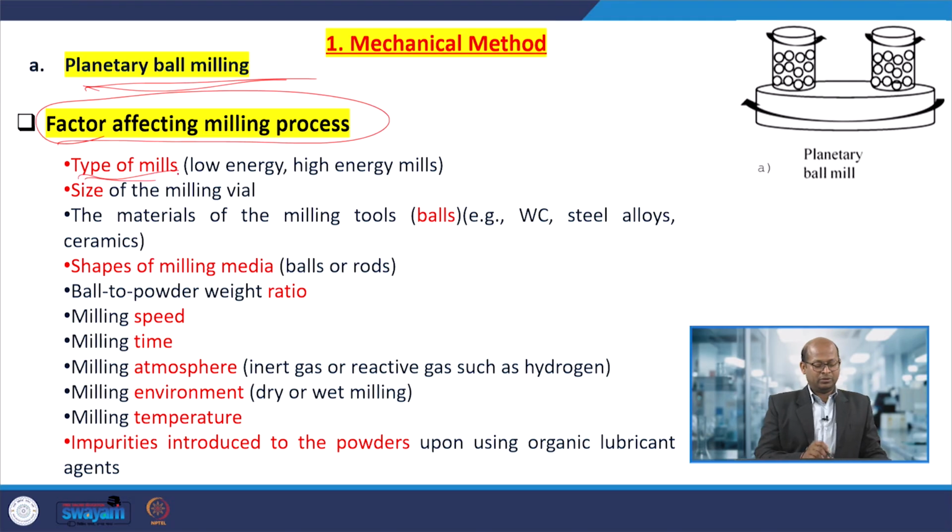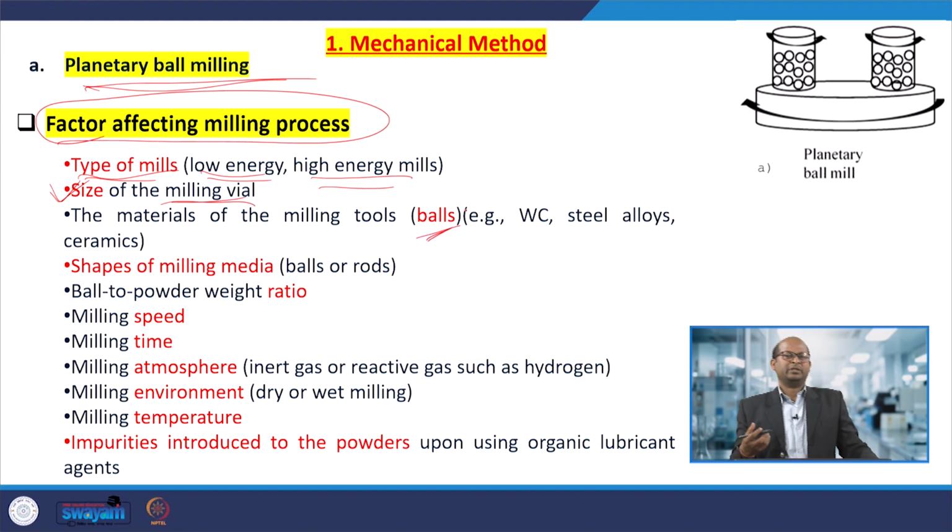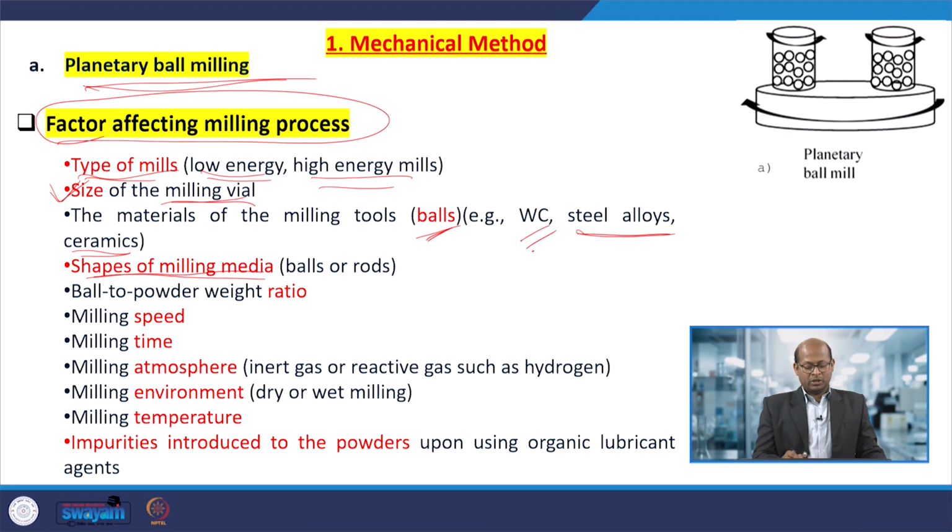So the type of mills, low energy or high energy mills, and the size of the container bowls or vials are also important. The materials of milling, meaning the balls we are taking, may be tungsten carbide, stainless steel type alloy, or ceramic materials that we can consider for the milling process. Then the shape of the milling medium, where we can consider balls or rods. Mostly balls are used as milling tools.